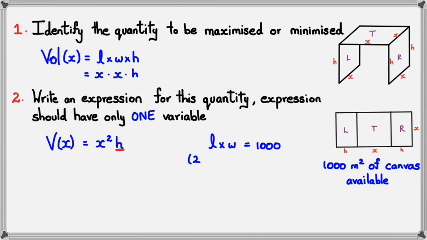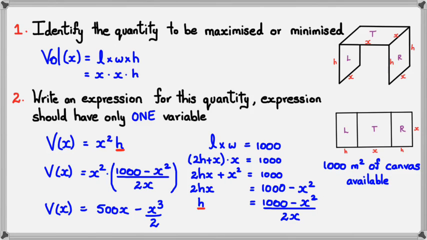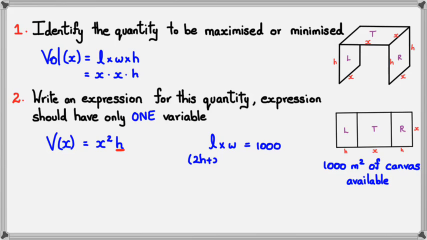which could be base, could be 2h plus x, multiplied by the width. In this case it's going to be x, and that's equal to 1000. So what we can do at this point is rearrange things so that h is by itself, or write h in terms of x.